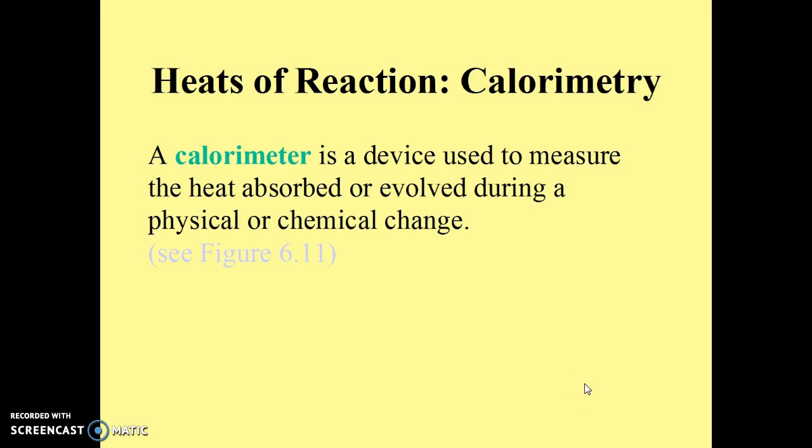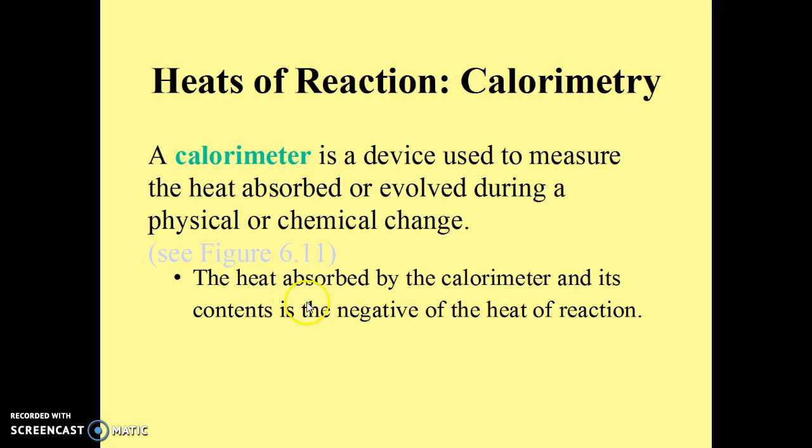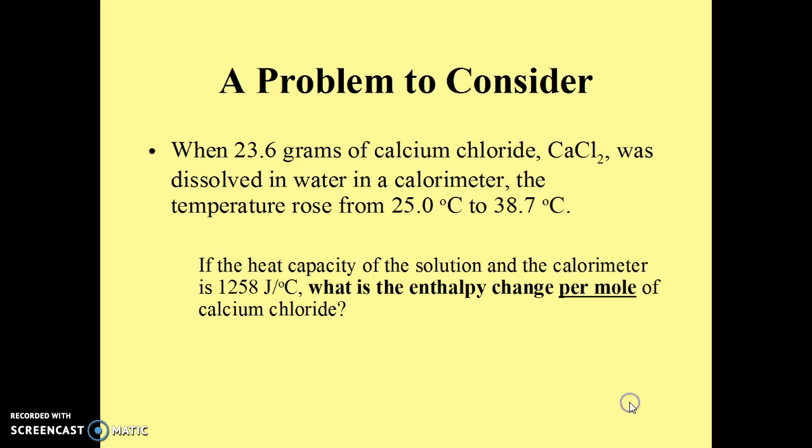Let's talk about calorimetry. A calorimeter is a device that we use to measure heat absorbed or evolved during a physical or chemical change. The heat absorbed by the calorimeter and its contents, then, as we've seen in the last slide, is the negative of the heat of reaction. So Q of the calorimeter is minus Q of the reaction.